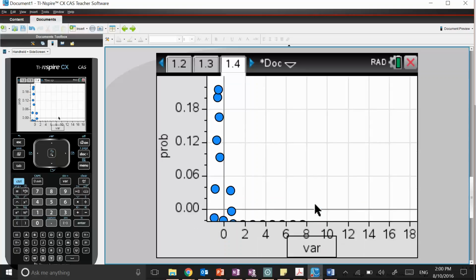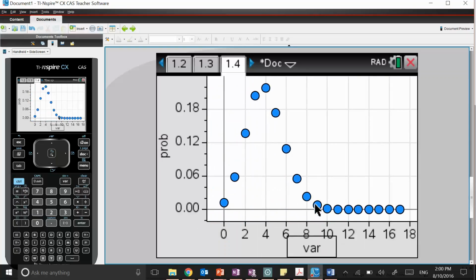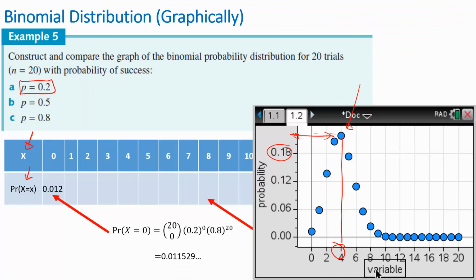Okay? And as you can see there, that's just the distribution of all my data, which is not all 20 of them, but it only goes up to 18. And what you can see is this is the graph of a 0.2 probability. This is your binomial distribution. Okay? So that's how you do it in your calculator. Let's go back to theory. So, this is my graph.